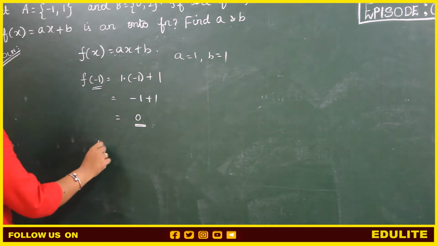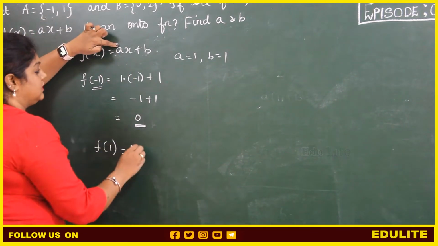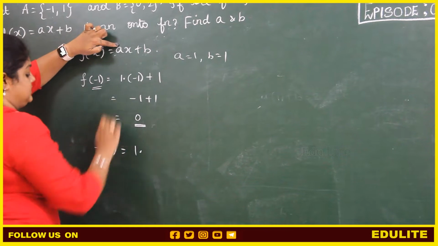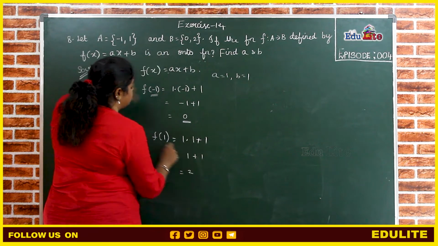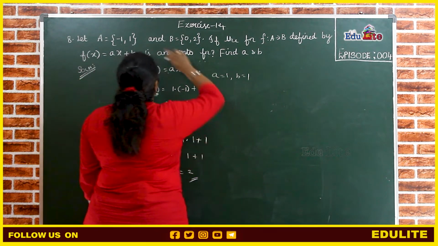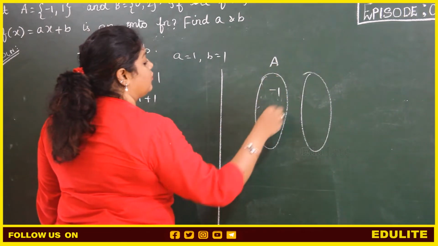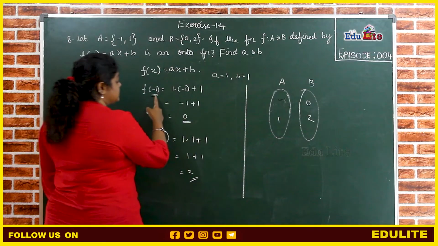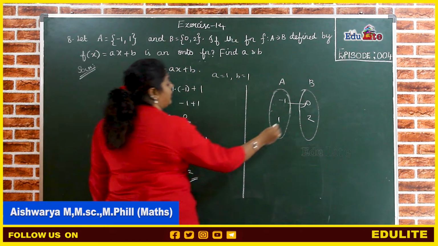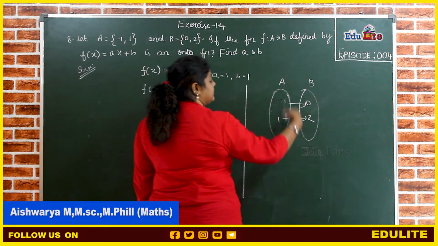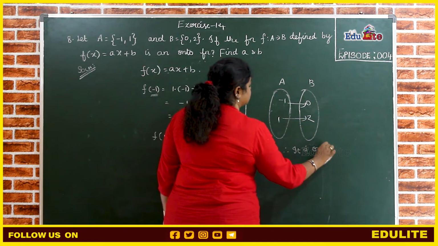Next, I am going to take the value of x as 1. I am substituting here: a is 1, x is 1, plus b is also 1. So, 1 plus 1 is 2. For 1, we got the mapping as 2. So, we will represent it in an arrow diagram. A is given as minus 1, 1, and B is given as 0, 2. Minus 1 is mapped to 0, and 1 is mapped to 2. So, all the elements in B have a pre-image. Therefore, this is an onto function.